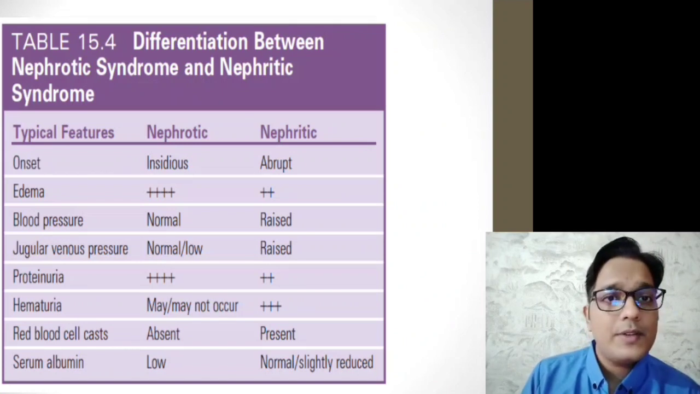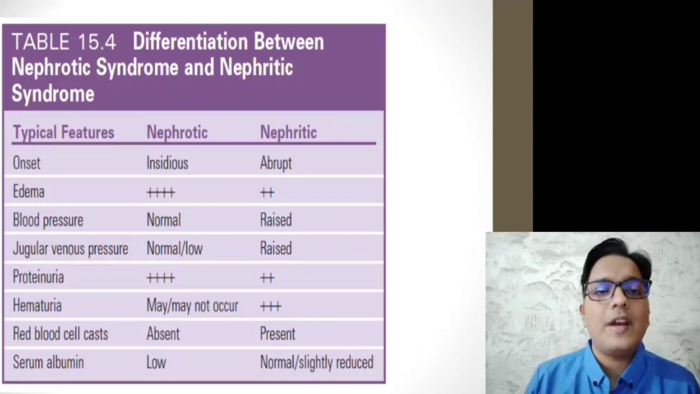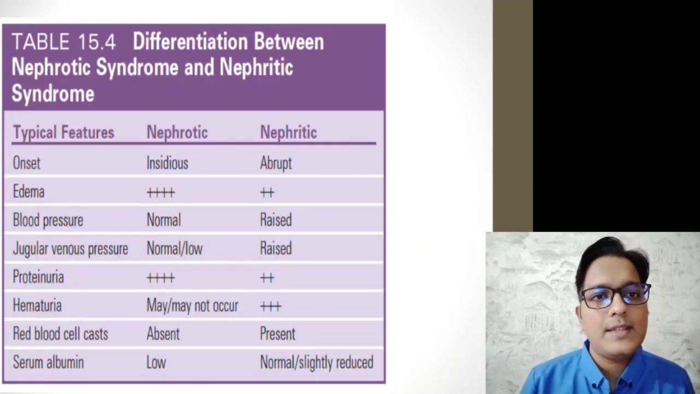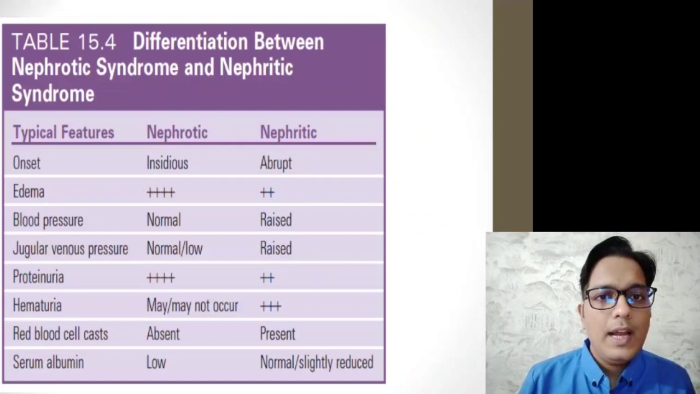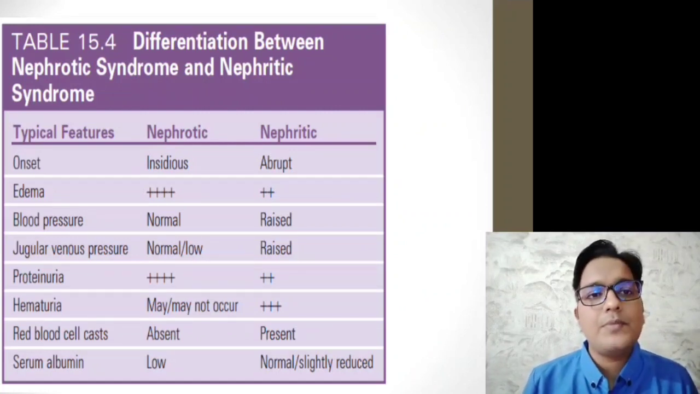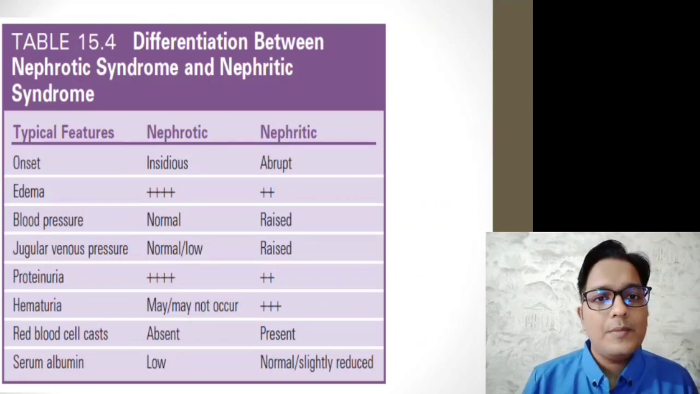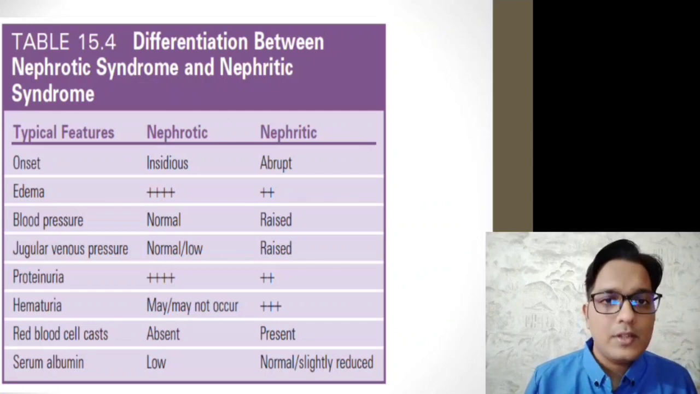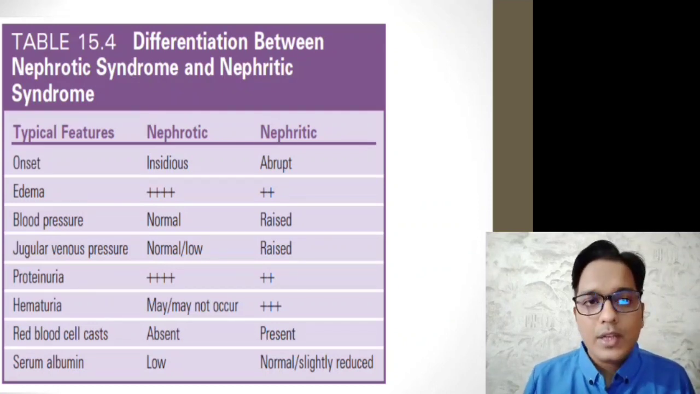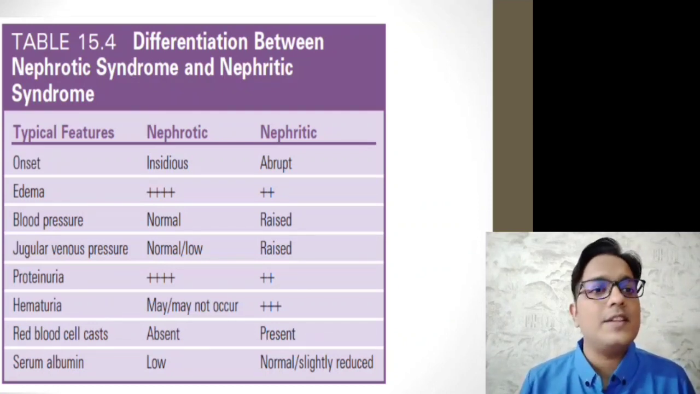And in nephrotic syndrome, there is edema, huge edema, because of the proteinuria. There is proteinuria more than 3.5 gram per day. So there is more edema in nephrotic syndrome and less edema in nephritic syndrome. The blood pressure, JVP, may be raised in nephritic syndrome, and the proteinuria is less than the nephrotic syndrome. There may be hematuria in nephritic illness. RBC casts may also be present in the nephritic illness, and serum albumin is low in the nephrotic pattern. So I hope that everyone understands the difference.